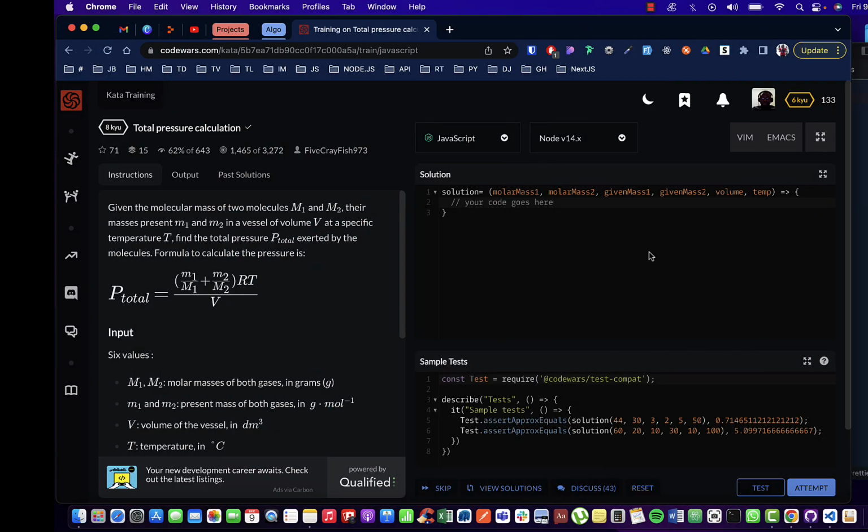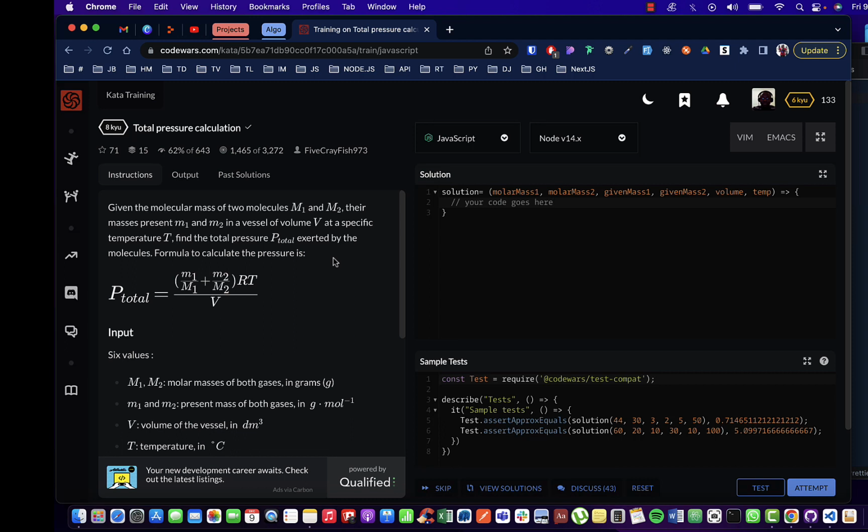Hi, so let's solve this one. It says total pressure calculation, and it says given the molar mass of two molecules M1 and M2, their masses present M1 and M2 in a vessel of volume V at a specific temperature T. Find the total pressure P total exerted by the molecules.